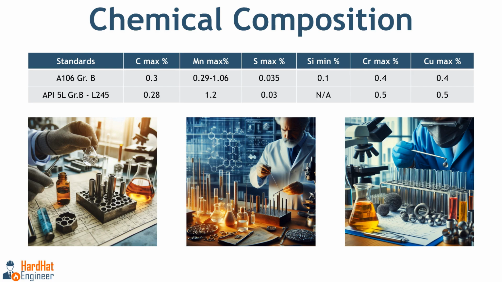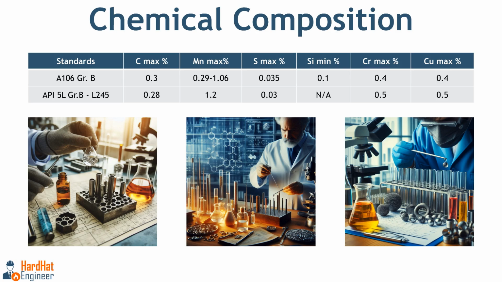When you look at silicon, it's notable that A106 grade B specifies a minimum silicon content of 0.1%, which plays a role in improving material strength and resistance to oxidation. API 5L grade B, however, does not have a minimum silicon requirement.